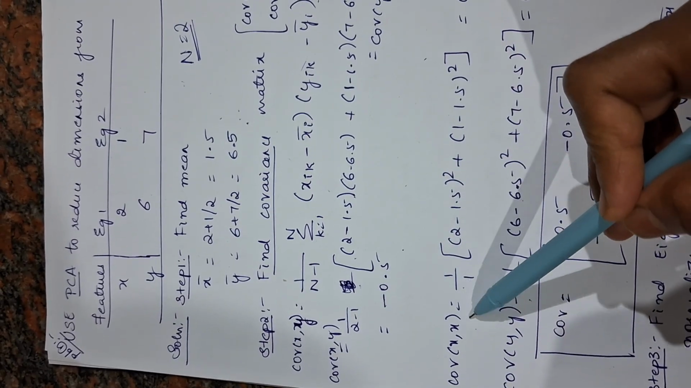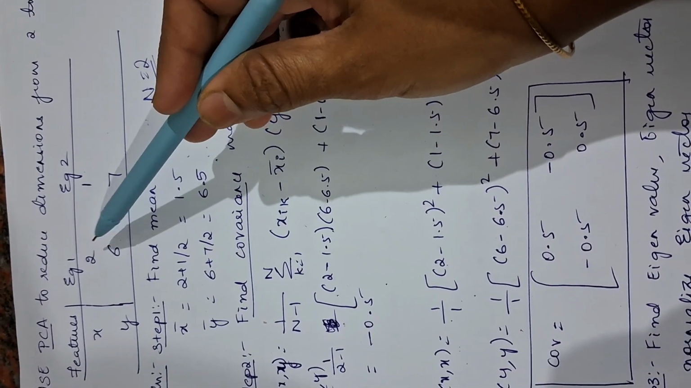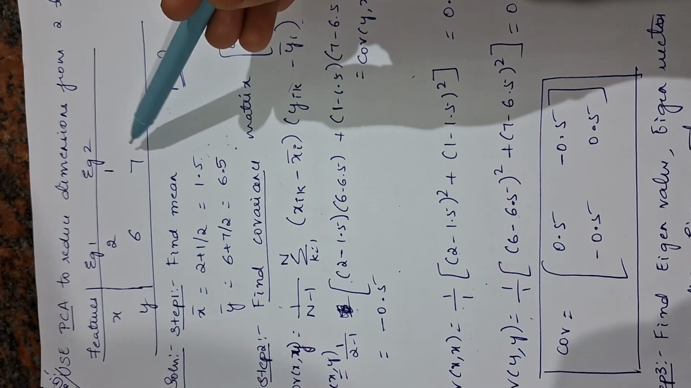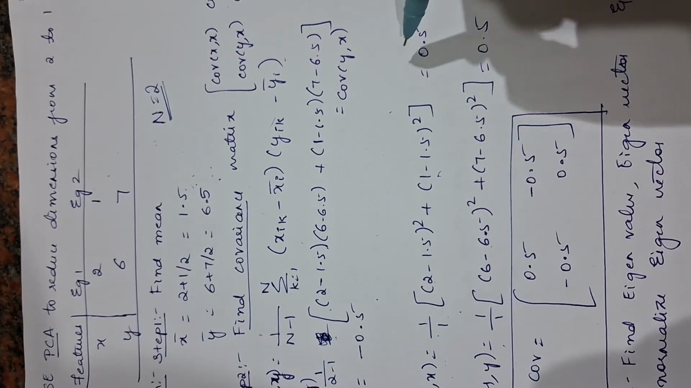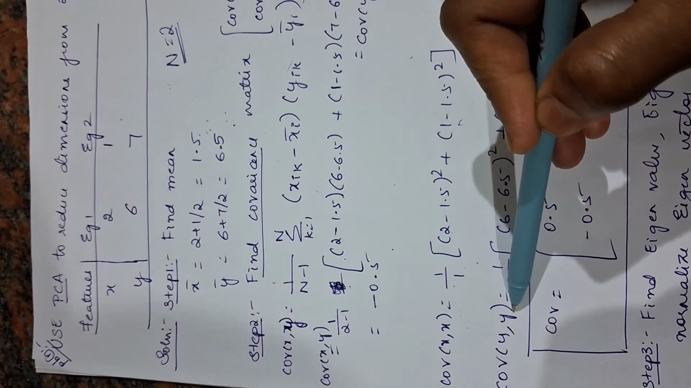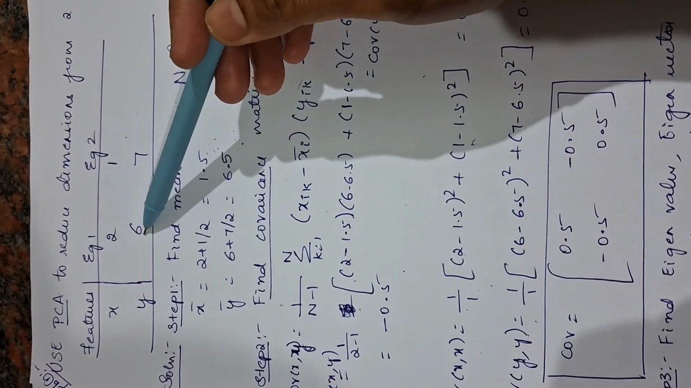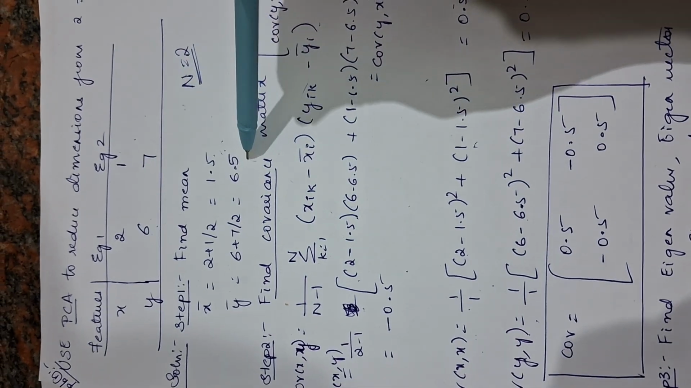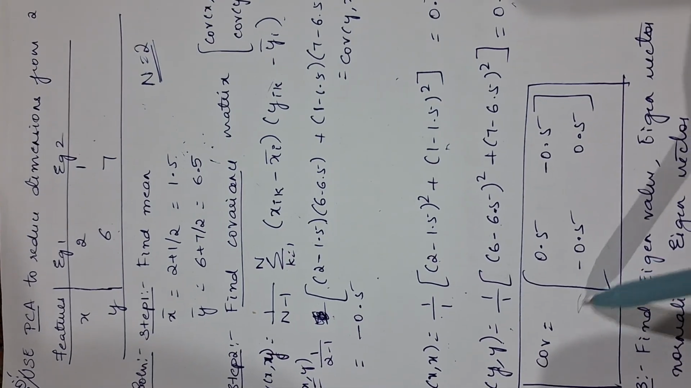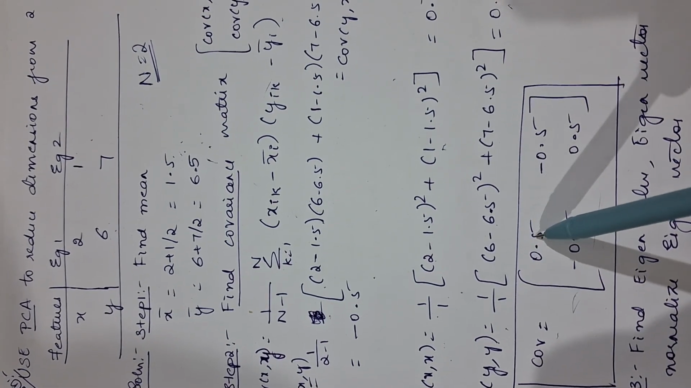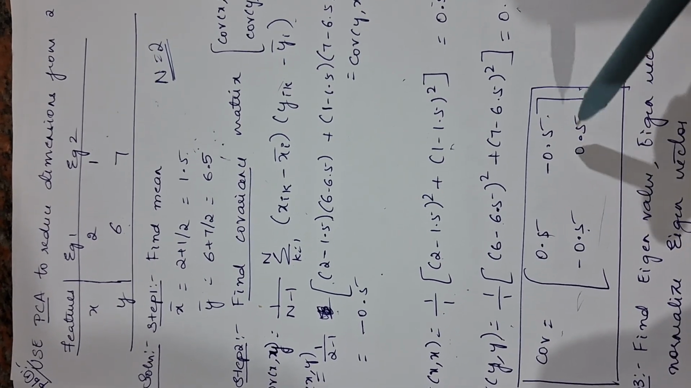Next, you find the covariance of x comma x. Again, 1 by 2 minus 1 into, now you just have to consider x, so you have to square it. So 2 minus 1.5 whole square plus 1 minus 1.5 whole square. That gives us covariance of x comma x as 0.5. Now find covariance of y comma y. Consider only the y value: 1 by 2 minus 1 into 6 minus 6.5 whole square plus 7 minus 6.5 whole square. So you get the value as 0.5. So this is the final covariance matrix. This is covariance of x comma x, this is covariance of x comma y, covariance of y comma x, and this is covariance of y comma y.